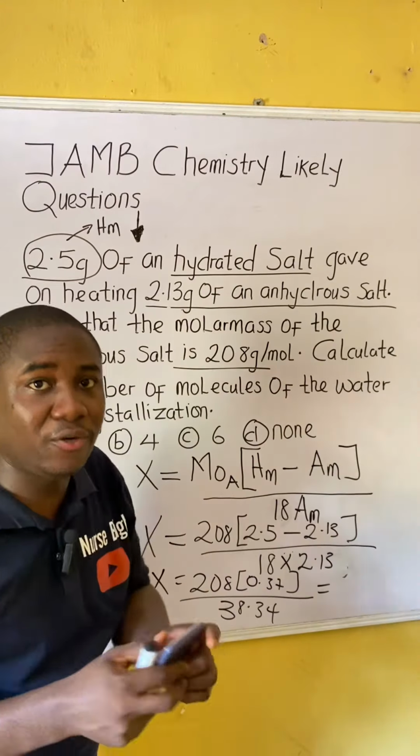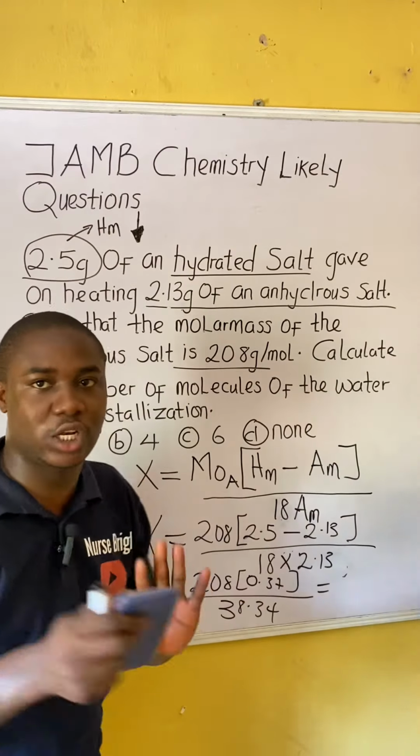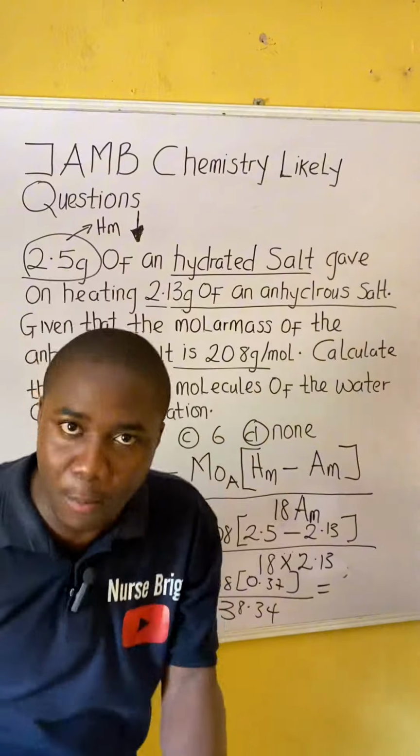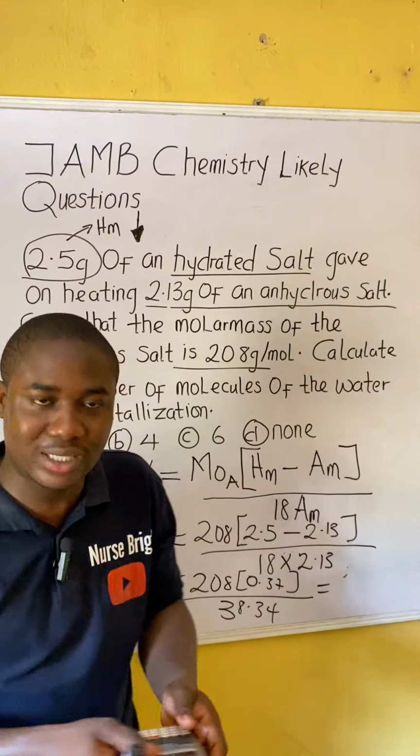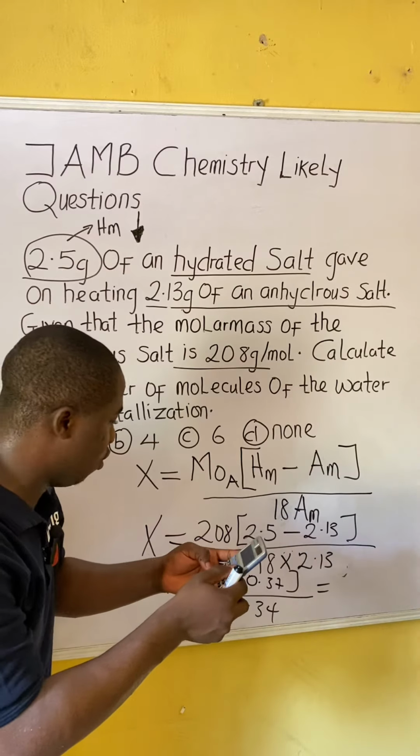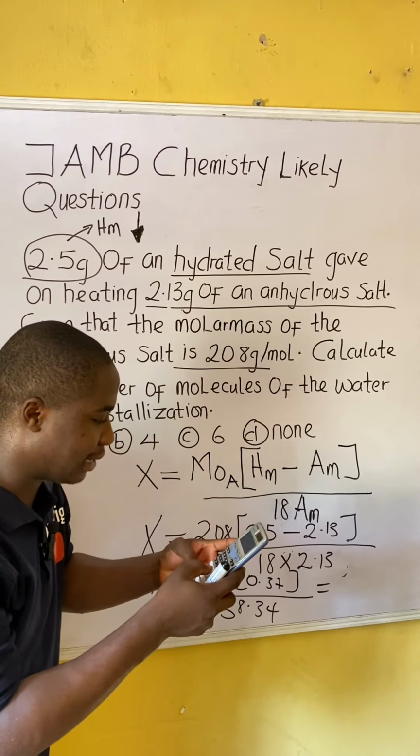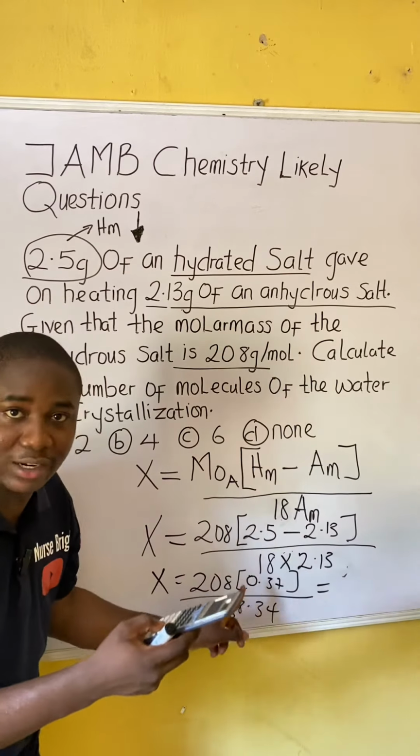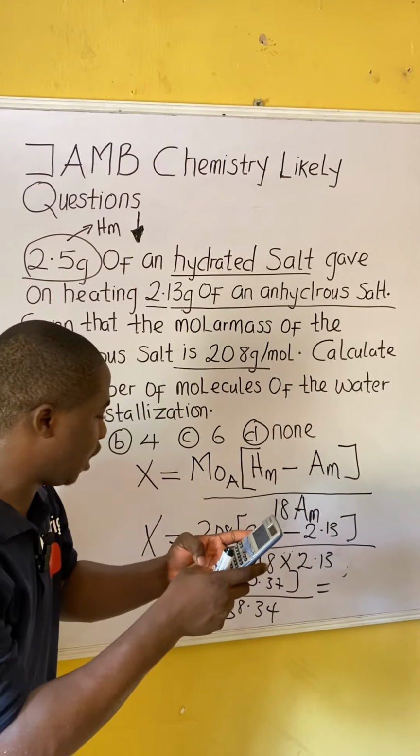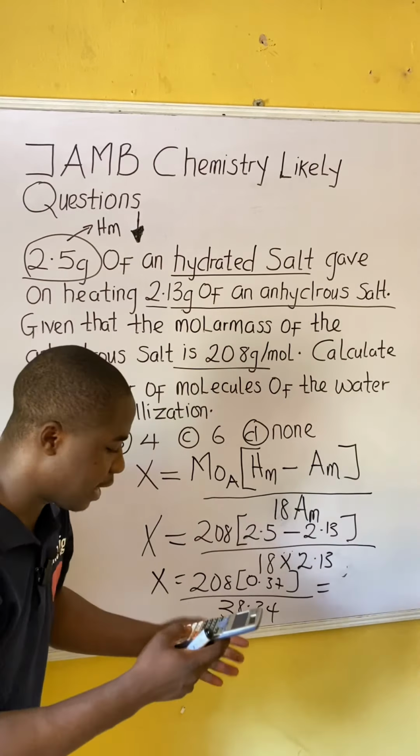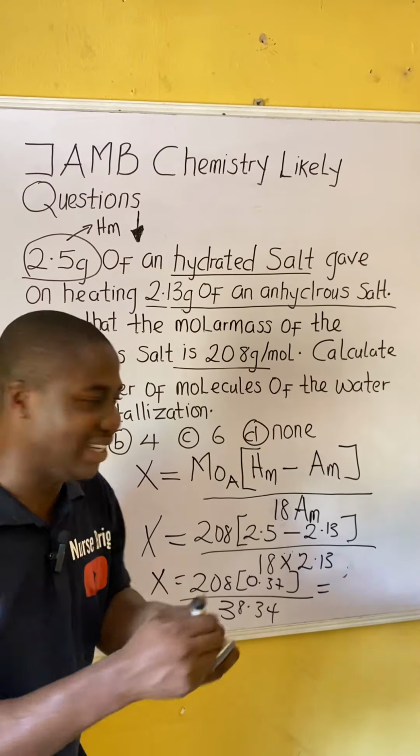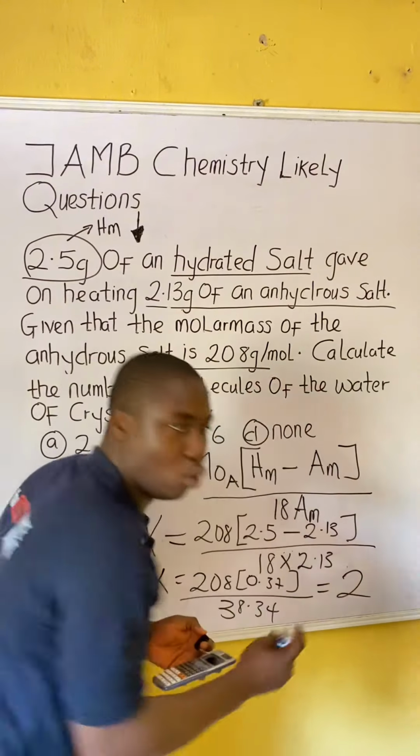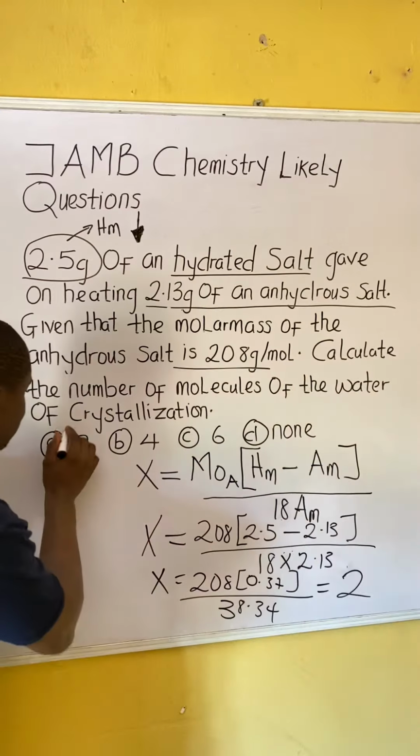Now listen carefully. I know you want to ask, how did this 18 actually come into the picture? It is the formula. It is part of the formula. Are you there? Follow instructions. All these things are very simple. So we have 208 times, all right, bracket means times 0.37, all divided by 38.34. We are having, wow, we got the answer. We are having it to be 2. So you can see the answer to this question becomes option A.